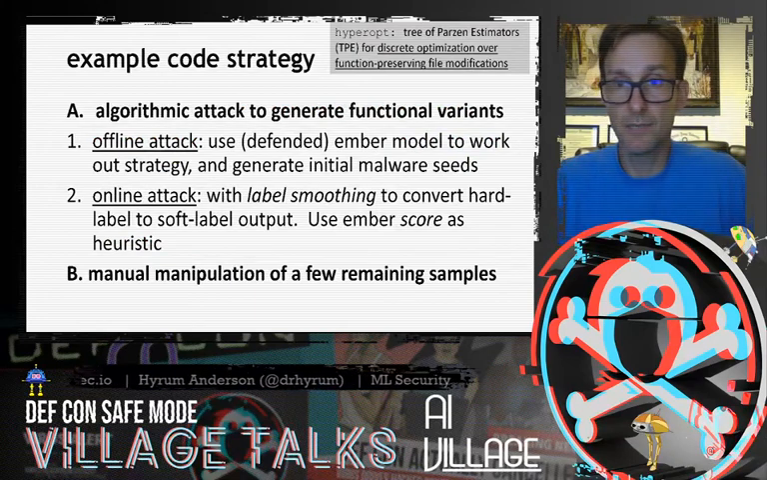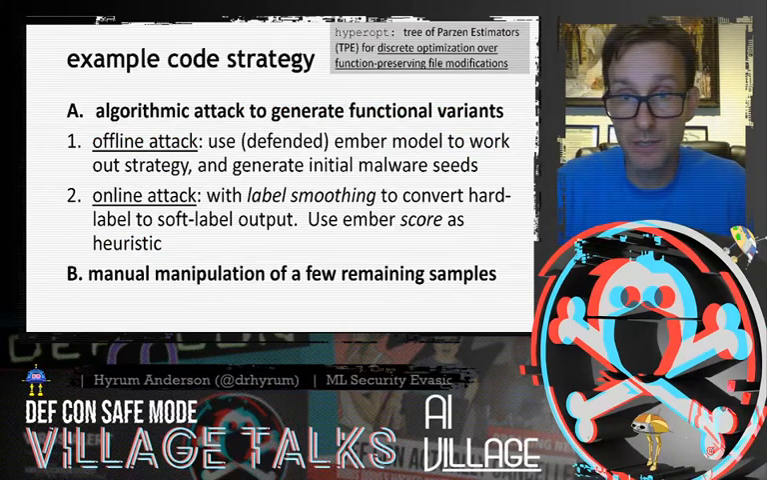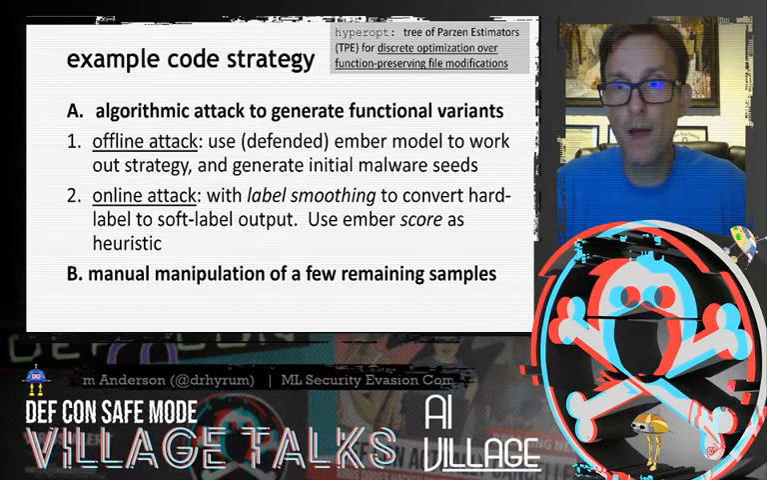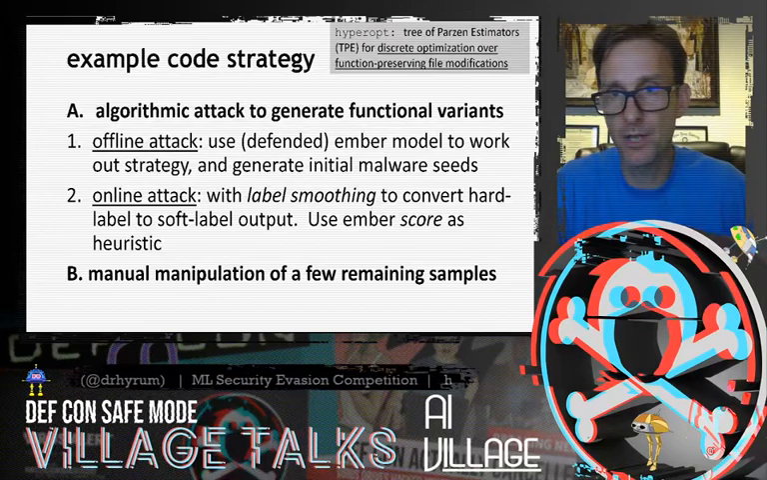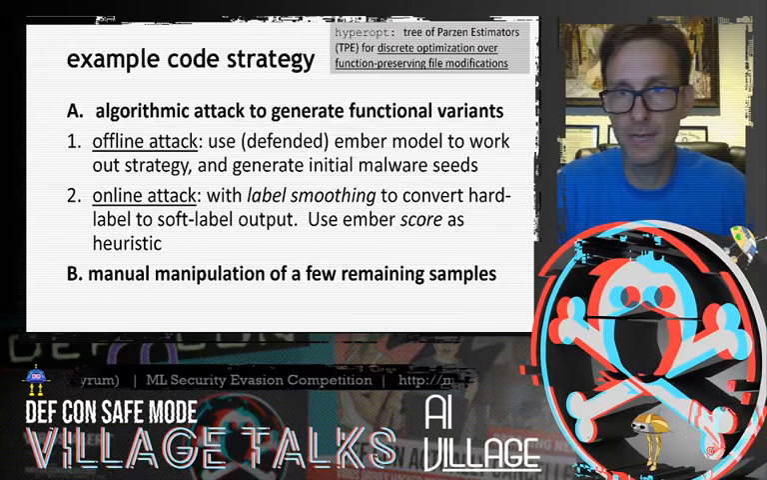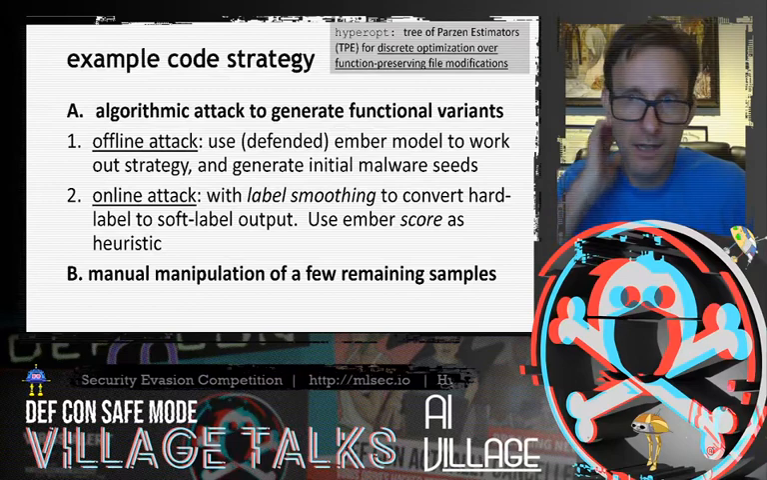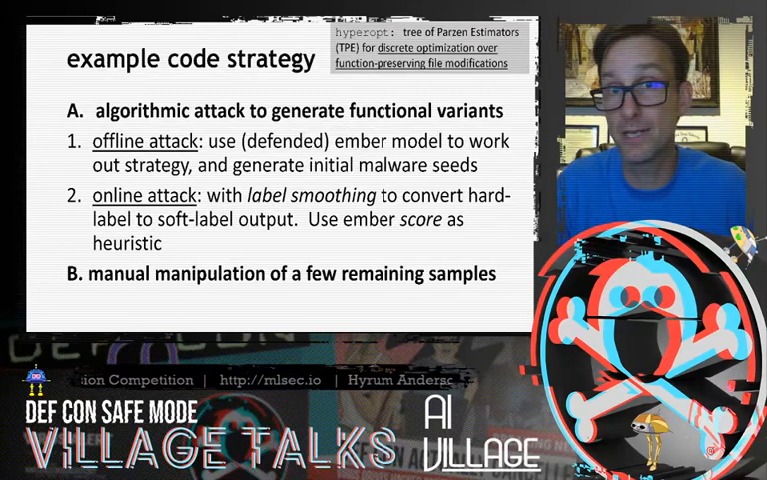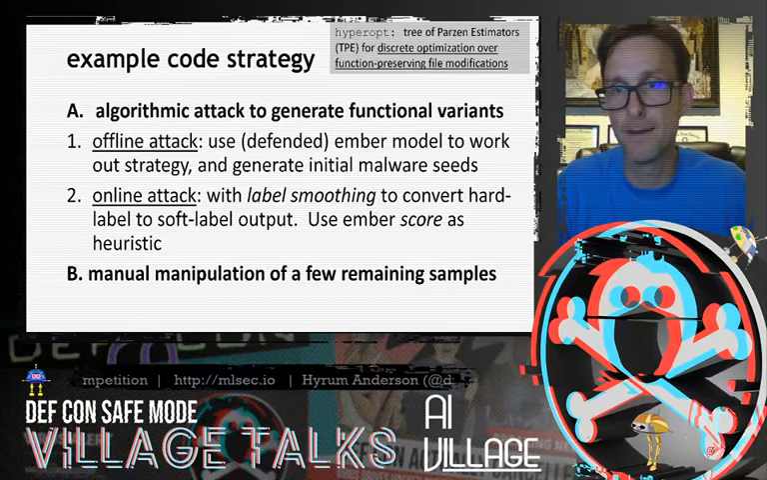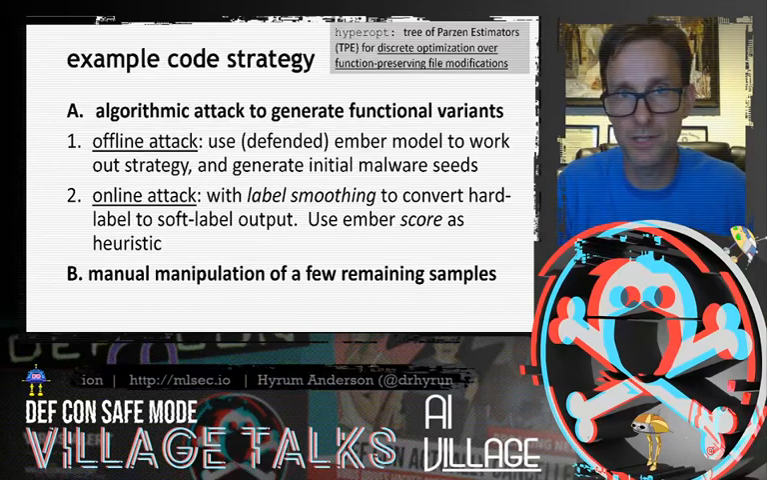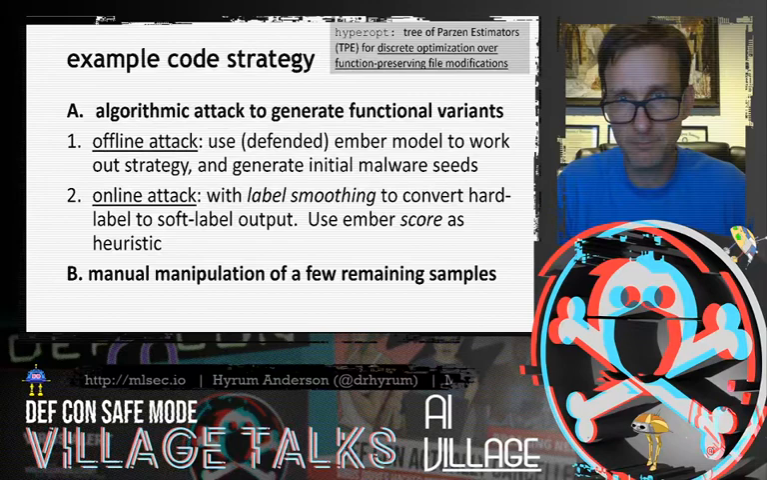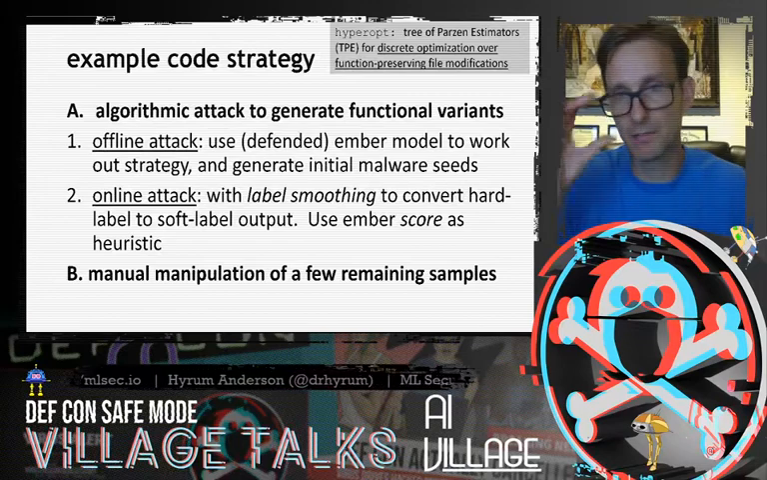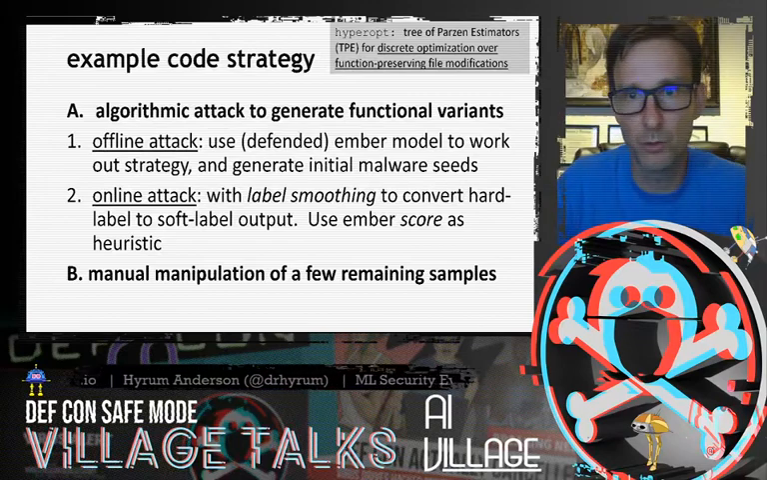So as a contestant, you can choose any strategy you like to compete, but to demonstrate one possible strategy, we have released some example code on the competition's GitHub site. You can find more information about the nitty-gritty details of this approach on the website. It essentially is using a discrete optimization technique over a space of functionality preserving file modifications. However, the general strategy might be more useful for you to adopt.